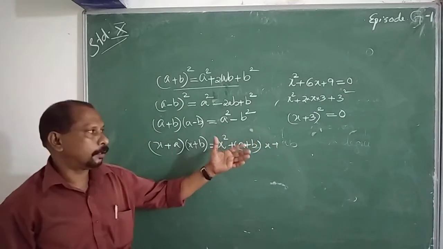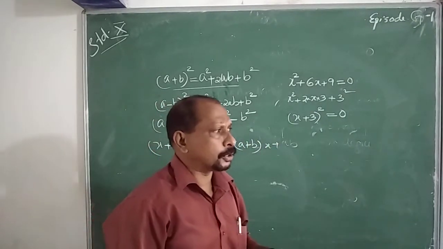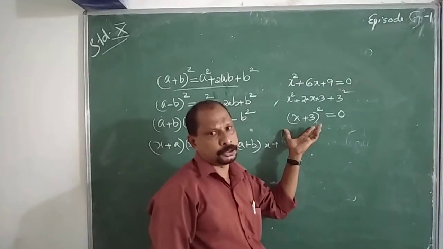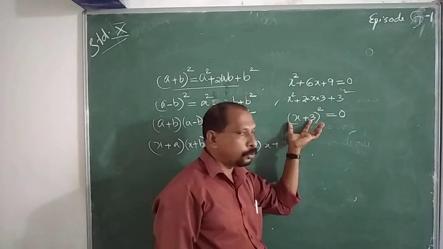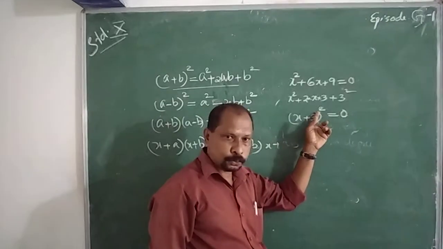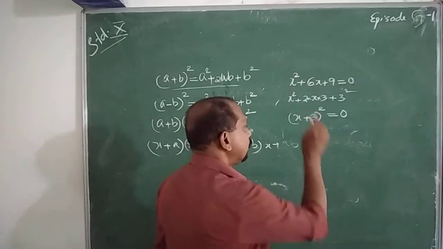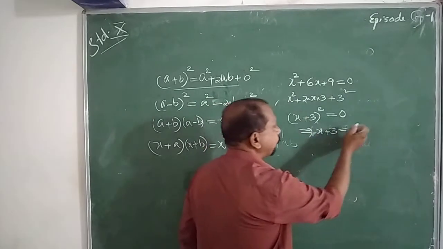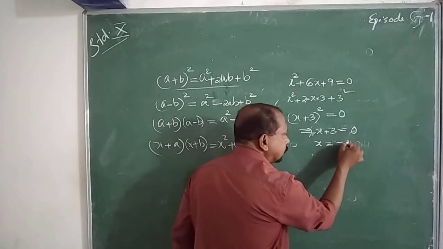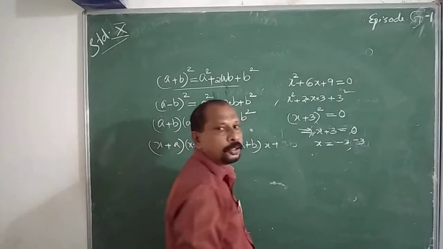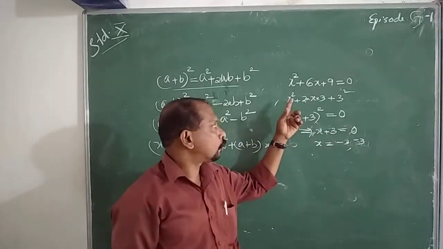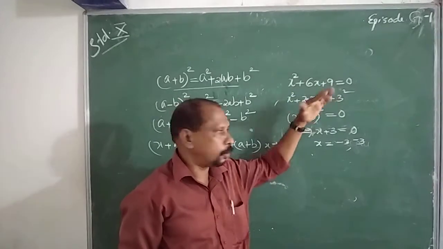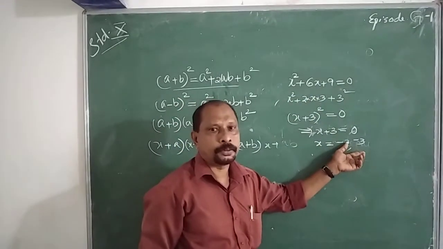That is the factorization method. Square is 0 means x plus 3 is 0. But there is only one factor, that is, the power is 2. Therefore there is only one solution, which implies that x plus 3 is equal to 0, that means x is equal to minus 3. There are two values, minus 3 and also minus 3. Therefore, the solution or the roots of this quadratic equation x square plus 6x plus 9 equal to 0 are minus 3 and also minus 3.